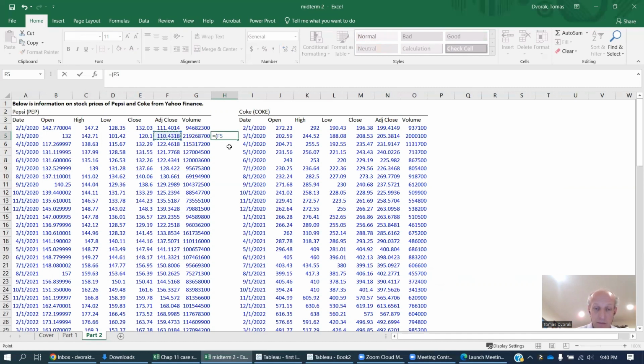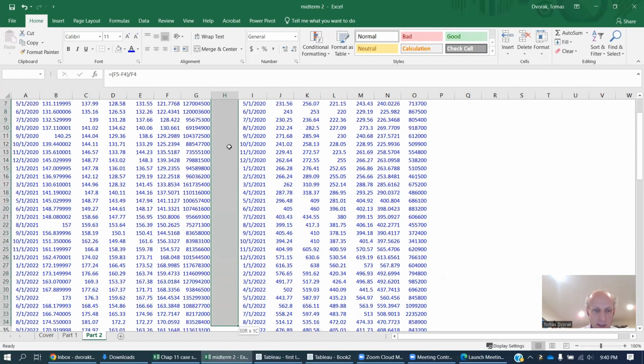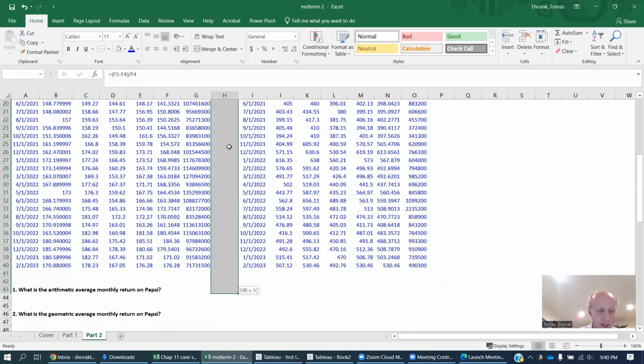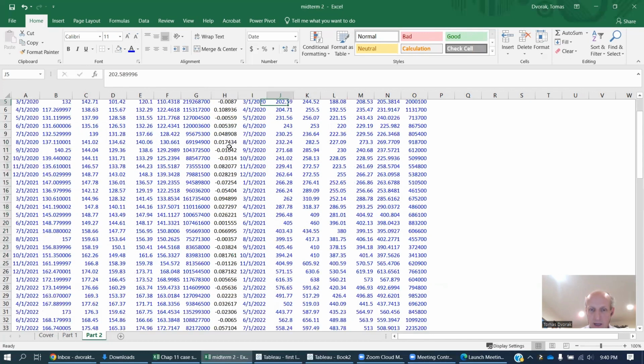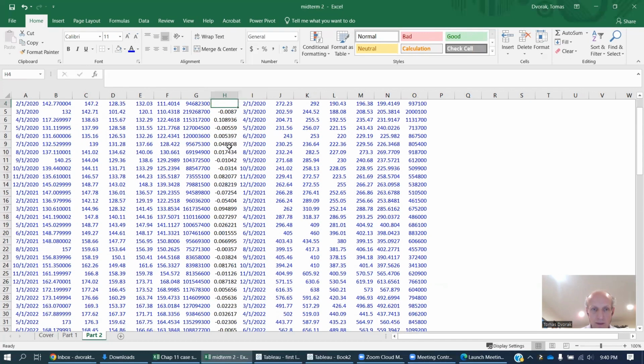Total returns every month. It's going to be adjusted closing price today minus adjusted closing price yesterday, divided by the adjusted closing price yesterday, or rather previous month, since this is monthly data. That's giving us 0.87%. Let's copy, Control D that all the way down. And actually, we can Control C and Control V.